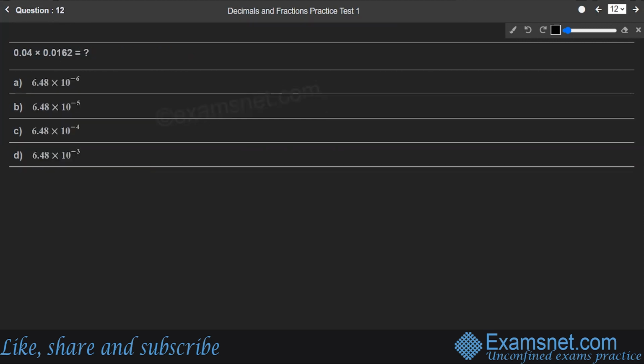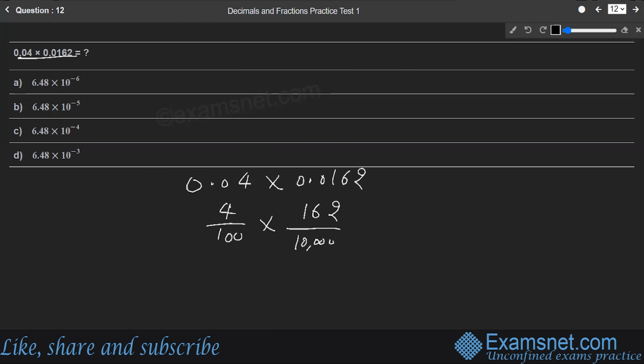Now, we are supposed to multiply these numbers. This is going to be simple. So, let us multiply 0.04 multiplied by 0.0162. We can write it like 4 by 100 multiplied by 162 divided by 10,000. Okay, we have converted the decimal numbers into fractions. This is how we can write so that things become easy.